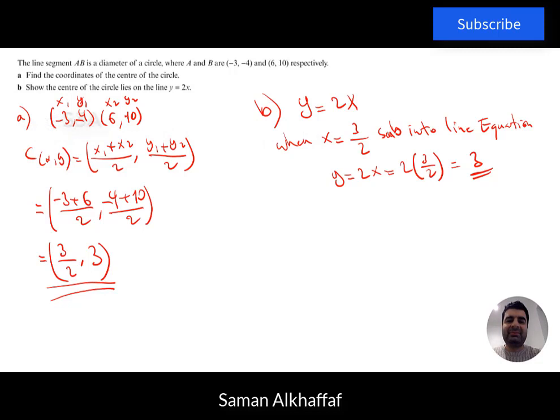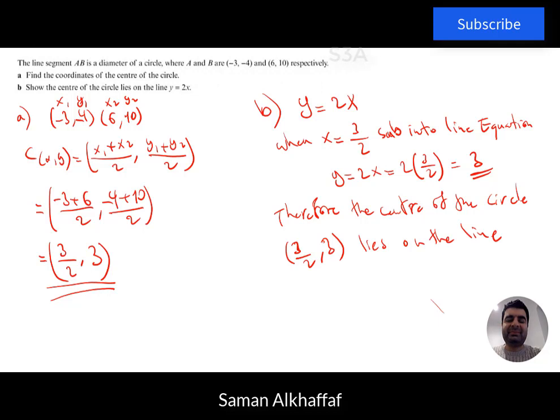And since it is equivalent to the y coordinate, therefore the center of the circle, 3 over 2, 3, lies on the line y equals 2x, and this will be our answer for this question, as we proved that when we plug in the x coordinate, that gives us 3, which is equivalent to the y coordinate of the center. And this will be our answer.